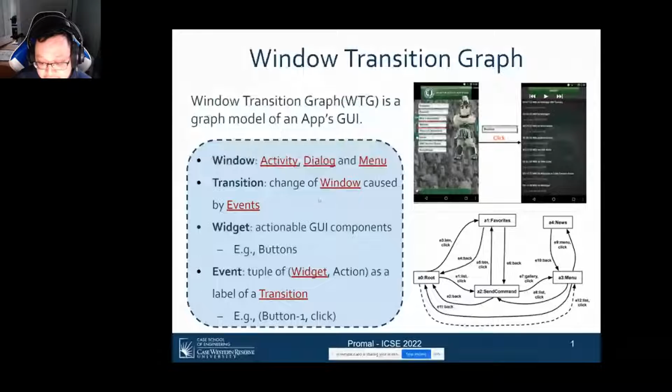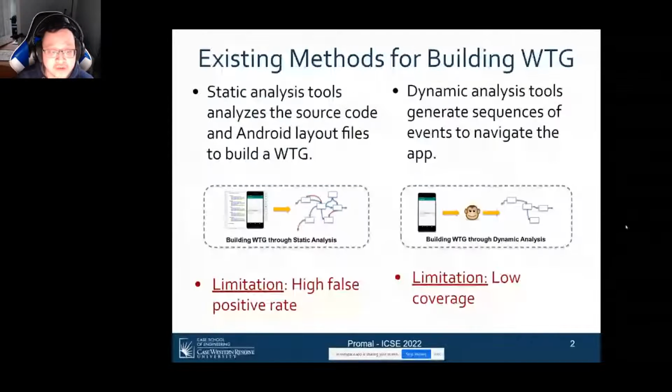these edges you can find in the example here. The edges represent transitions, and transitions are caused by events. Events are tuples of widget and action: widgets like buttons, and actions like clicking them. Intuitively, you can interpret this kind of graph like this: if you click a widget on window A, it will jump to window B. There exist methods for building this kind of window transition graph. The static analysis tools analyze the source code and also look at the Android layout files to extract these kinds of graphs.